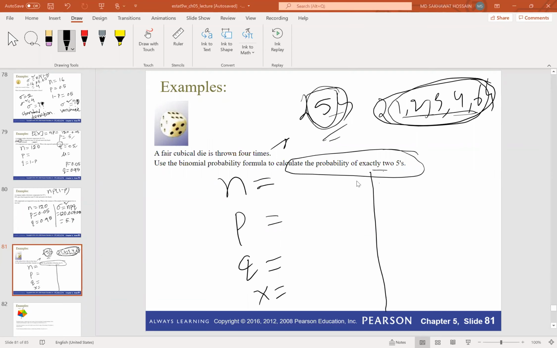Yeah, now we have to find the probability of getting exactly 2 5s. So that means X is equal to 2. So probability of getting 2 successes.